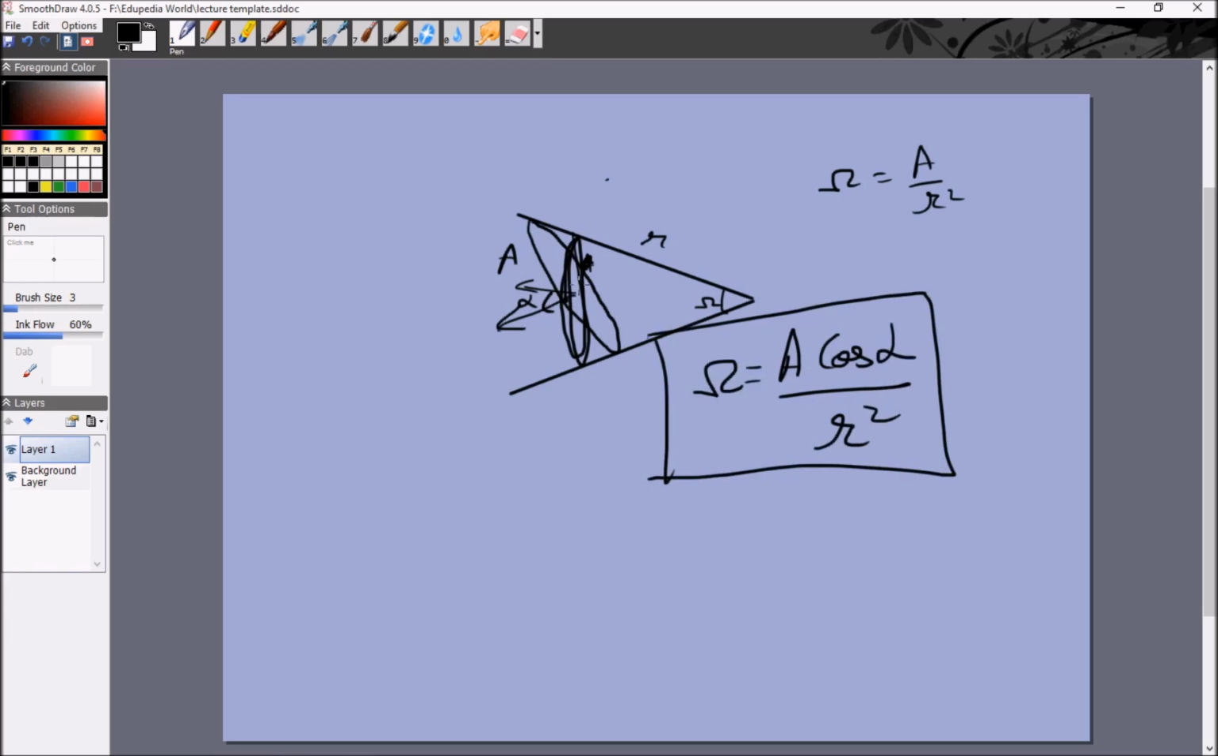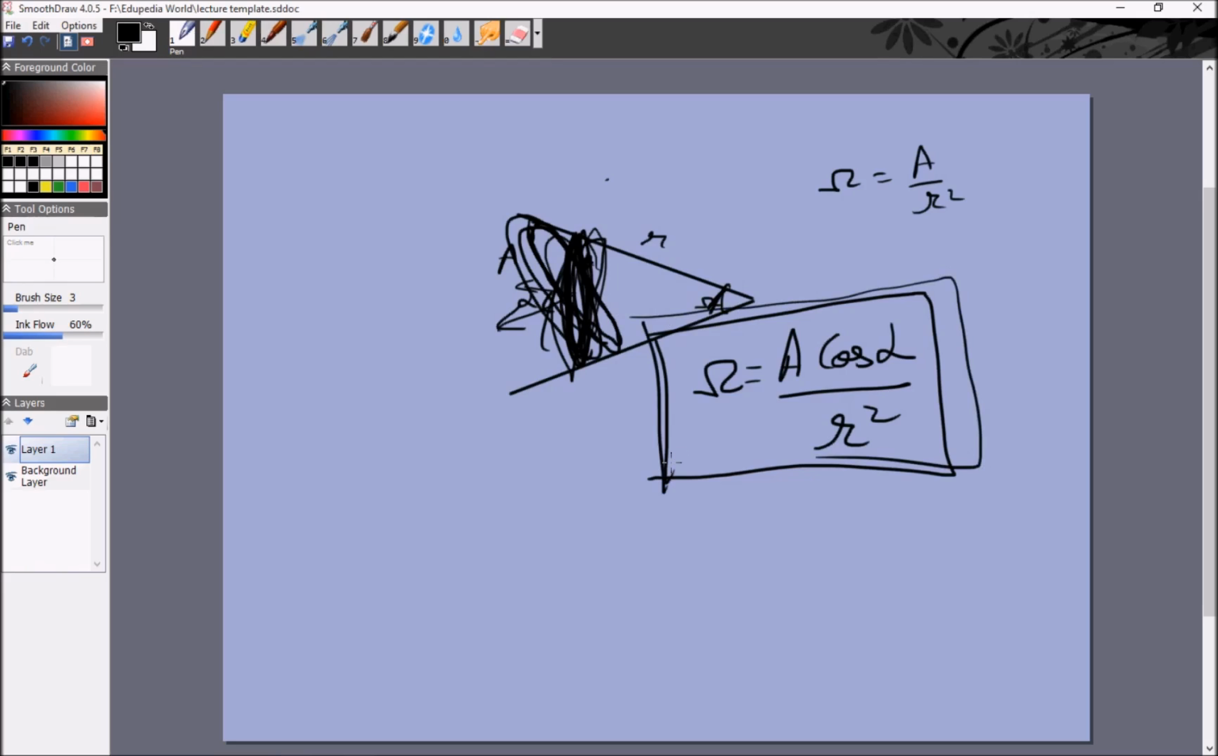If alpha is 0, that means this tilted area, we actually tilt it further and it becomes parallel to this perpendicular area. Then omega will become A by R square, because that was the original definition. We see that if we tilt this particular area, then the area of this particular surface increases, but the solid angle remains the same. So to compensate for that, we'll have to take the projection perpendicular to it. So this is the general formula for solid angle subtended by a surface at a particular point.